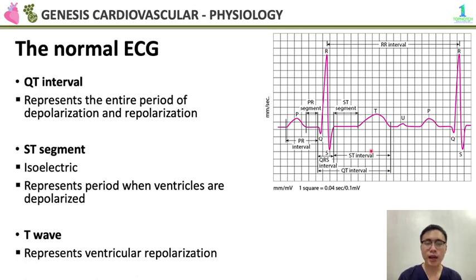So the ST segment over here is an isoelectric point. It represents a period where the ventricles are still depolarized, kasi bago pa mag-T-wave, bago pa mag-repolarize. The T wave represents relaxation of the ventricles, and then you start another cycle.